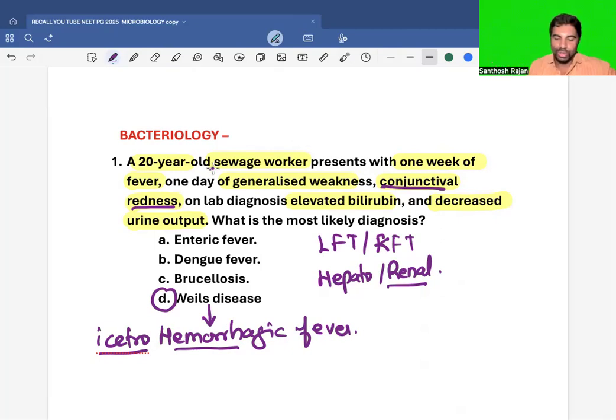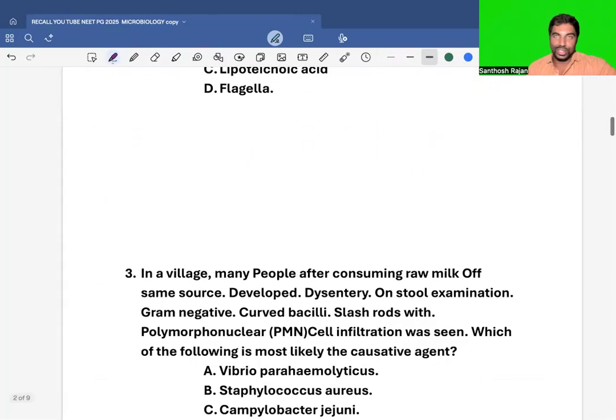Leptospirosis, sewage worker. Usually we remember it as RRR: rain, rat, rice field. That's the clue. But here they've given a sewage worker. That's it. So it's a Leptospira, your Weil's disease, which is a leptospirosis. Okay, fine. Next. Easy question, that is.